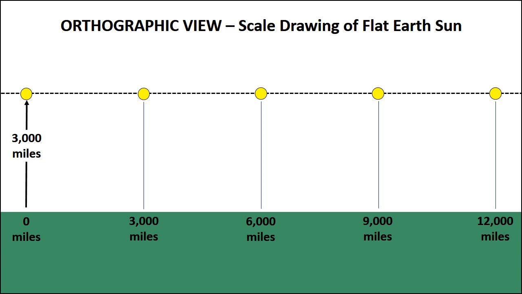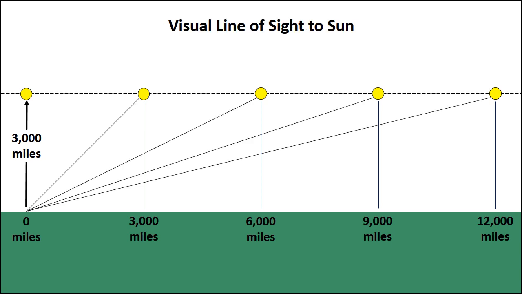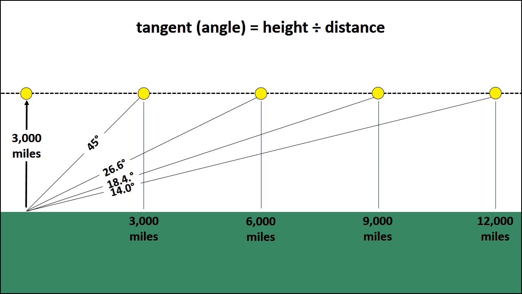Now, this is an orthographic view or scale drawing of a flat Earth sun. In this case, I'm going to use a 3,000 mile height, and then I'll have equal distances of 3,000, 6,000, 9,000, and 12,000 miles. Now, these would be the lines of sight for an observer that was at 0 miles. And these lines of sight also correctly show the apparent drop of that sun due to perspective for that observer. Because as the sun gets farther and farther away, these lines converge downward towards the horizon. And of course, we can easily calculate these angles using this formula.